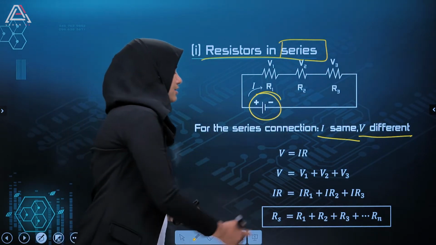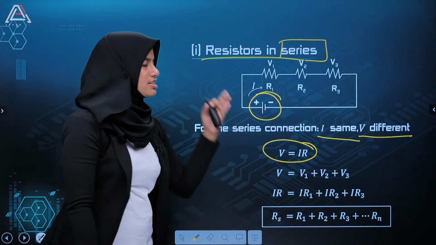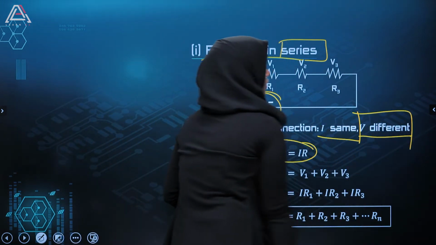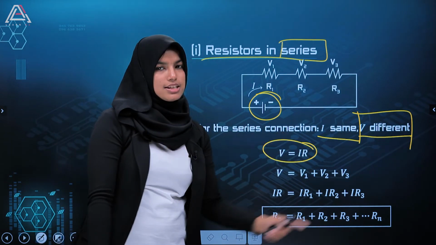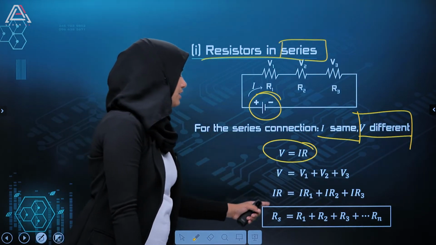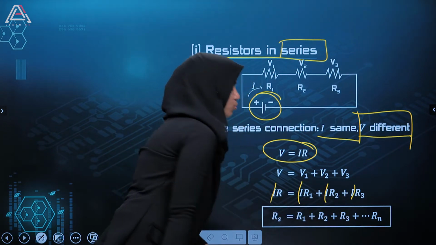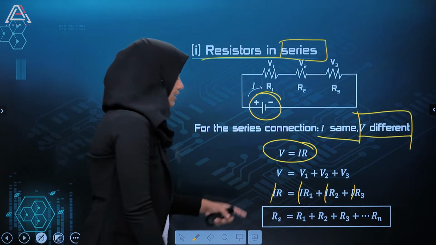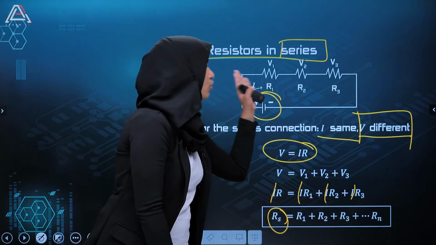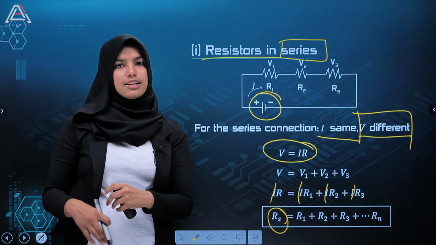Okay, so we know that V is equal to IR. So we should always start any derivation for series by considering the quantity that differs. Here V is different, so we write V is equal to IR. That means V is equal to V1 plus V2 plus V3, or we can represent it as IR is equal to IR1 plus IR2 plus IR3. I gets cancelled everywhere, so when resistors are connected in series, represented as Rs, we just have to sum up all these resistors to get the total resistance of the circuit.